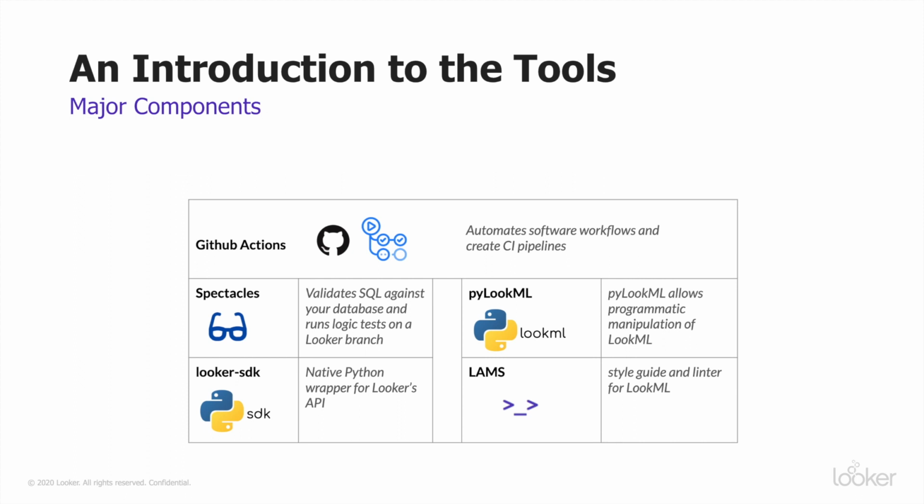One of the main tools we'll demo today is Spectacles. It's an open source tool that validates SQL against your databases and runs logic tests on a Looker branch. Another one is LookML, which is about automatic generation and manipulation of LookML. Another is the Looker SDK, which is a Python wrapper for Looker's API. And one we'll talk about briefly is Look at Me Sideways, which is a style guide and linter for LookML.